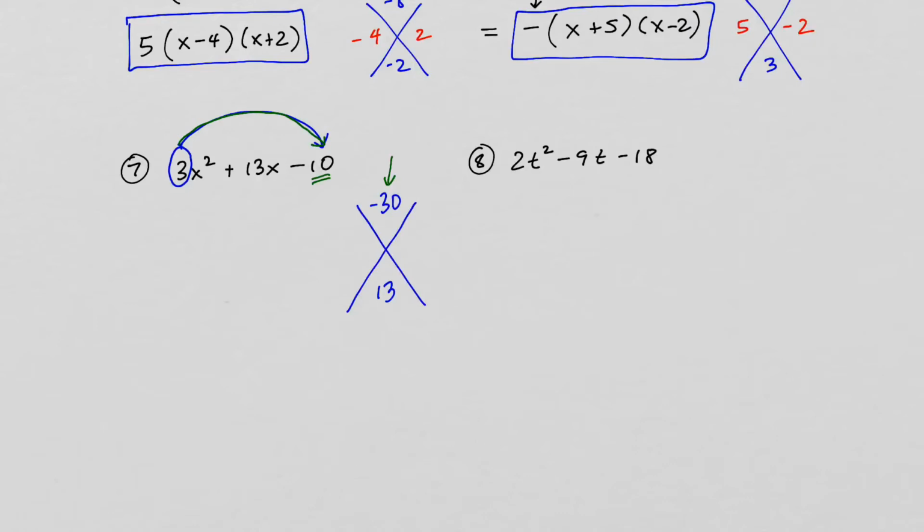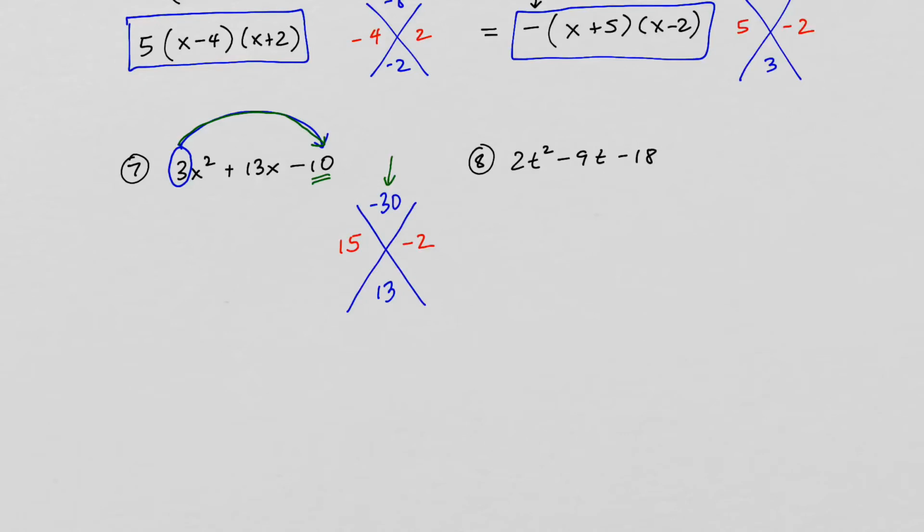Now what I'm doing is I'm looking for two numbers that multiply to give us negative 30 and add to give us 13. What are those numbers? Without too much trouble, I hope you come up with 15 and negative 2. 15 times negative 2 is negative 30, and 15 plus negative 2 is positive 13.